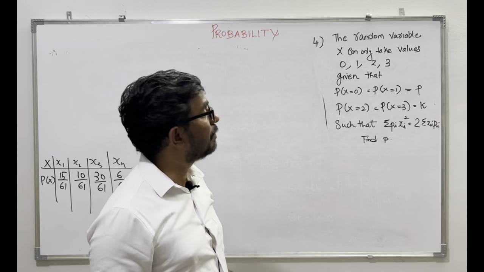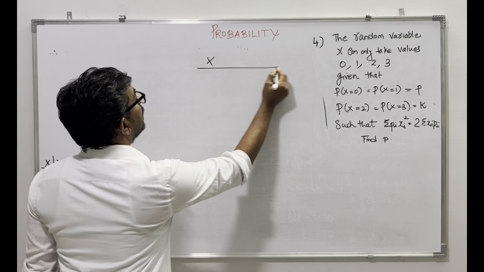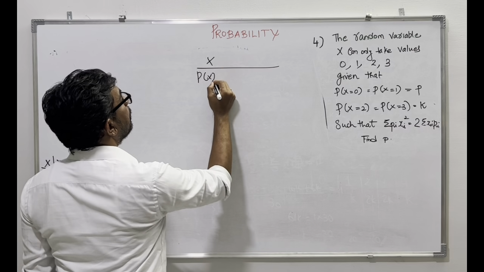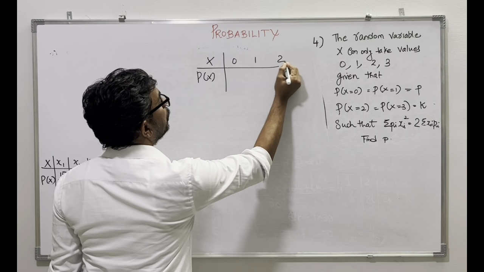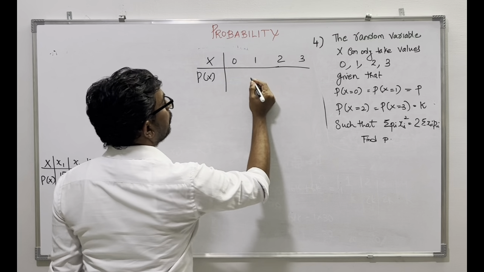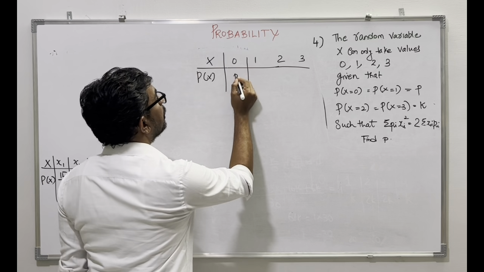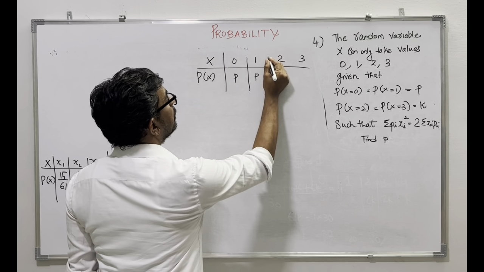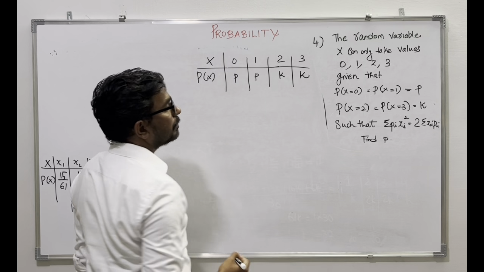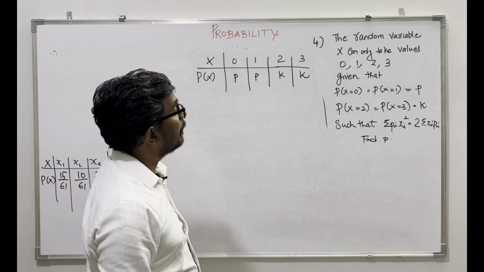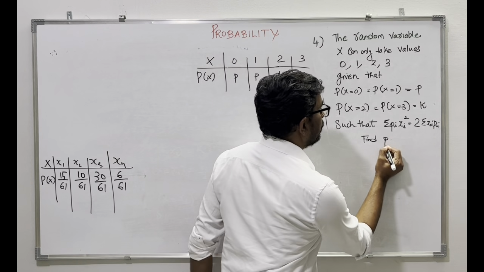This looks slightly different, that's why I do it like this. Let me write it in column. If you write it in column, x and p of x, x values are 0, 1, 2, 3. What is the probability of x equal to 0? That is p. For 1 also p is the probability. For 2 it is k. This is also k. We have to find the value of p. This is what the question is. Find the value of p.